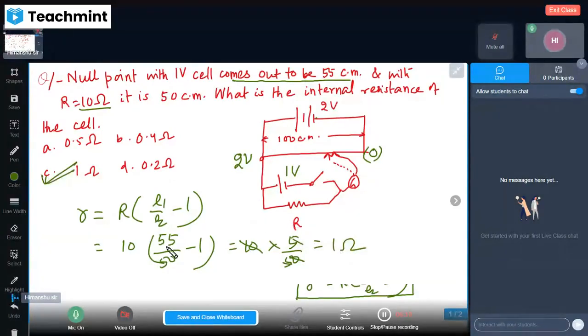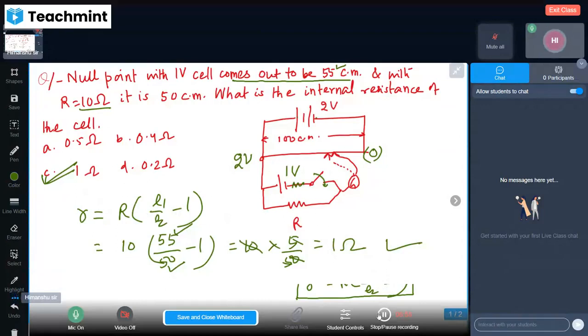Understood? Why is L1 55? Look here, the 1 volt cell comes out to be 55. That means L1 is 55. But with 10 ohm, it is 50. It means once it is connected and closed, current will flow and make a drop because of the internal resistance, and that is why it shows less deflection. And that is 50. So 55 by 50 minus 1 gives 1 ohm as the internal resistance.